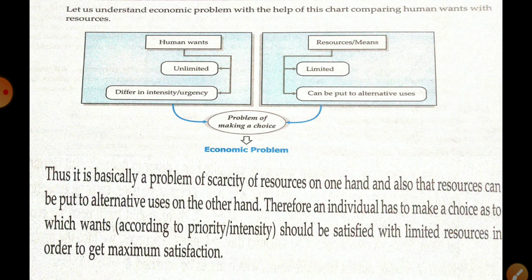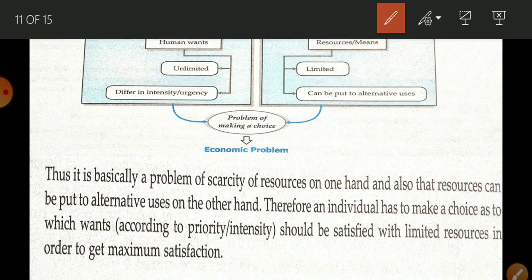Now let me understand it in a more detailed way. Here you can see in this chart, human wants are what? Human wants are unlimited, and resources are limited. Unlimited का मतलब क्या होता है कि when we fulfill one want, another want comes and takes its place.